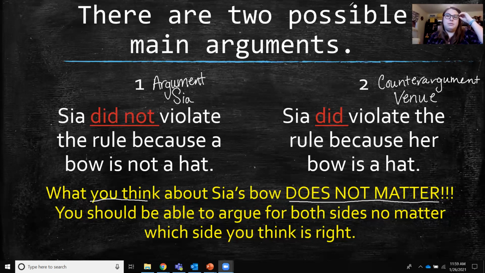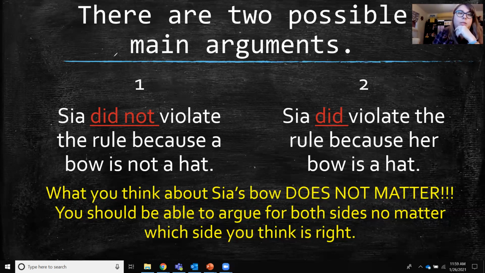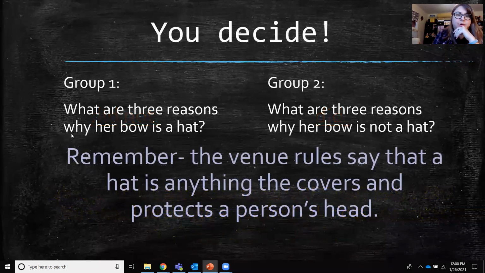So on the slide before this, I asked for you to make your judgment. What did you think? Should she be in trouble or should she not? Regardless of what you answered, at this point, it doesn't matter, because we need to be able to look at both sides of an argument and say, yes, she should be in trouble, and here are the reasons why. And we should be able to say, no, she shouldn't be in trouble, and here are the reasons why. We want to make sure that we can do both of those things. And that's actually what we're going to do. So we are going to look at both sides of the argument here, and we're going to come up with a different group of reasons for each one.